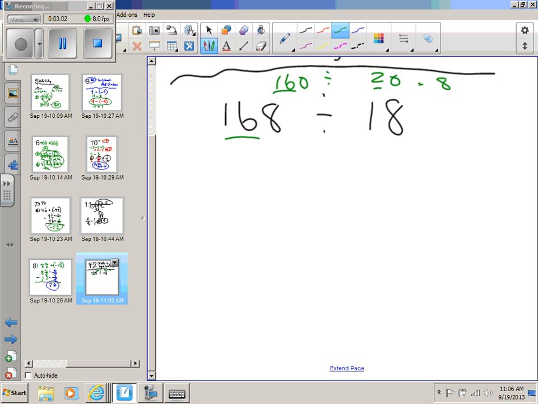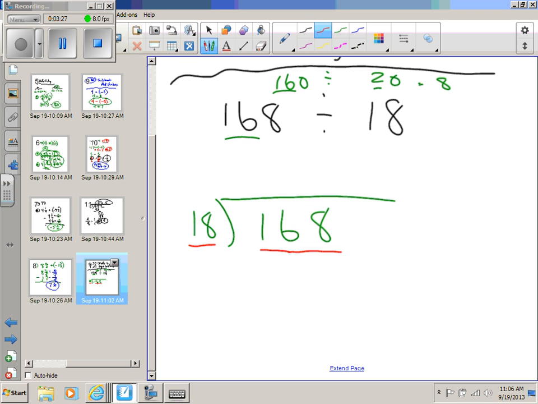We'll see what happens. So let's set it up. Now, Eli, just to be clear, we're not just estimating today. Okay? We're just using that as a tool. Since we've got a 2-digit number, we're going to automatically go to those first 2 digits. Does 18 go into 16? Does not. So I need to say, okay, 18 into 168. Well, good thing I estimated.